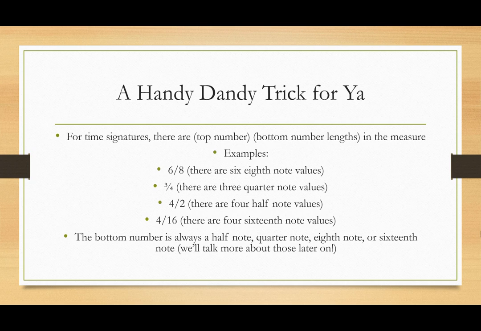So this is just going over what I just said. This is a handy little trick for you. For time signatures, whatever the top number is, there's that many of the bottom number note lengths in the measure. I know that sounds super confusing, but for 6/8 time, there are 6 eighth note values in the measure. For 3/4 time, there are 3 quarter note values in the measure. For 4/2 time, there are 4 half note values in the measure. For 4/16 time, there are 4 16th note values in the measure. And the bottom number is always going to be a half note, a quarter note, an eighth note, or a 16th note. It can get a little more complicated than that, but that's all we're going to see for now. So we don't have to worry about any of those super confusing, complicated ones.